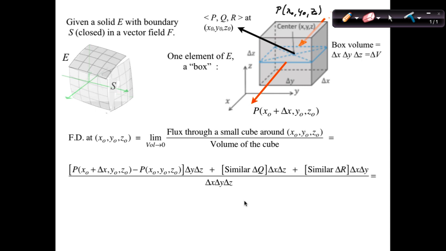So that's the flux density. And notice what happens when you separate out these fractions. Delta y and delta z go away. See that? And you have the change in p per change in x. Well, what's that? That's the derivative of p with respect to x. And then the same thing happens with the other two.